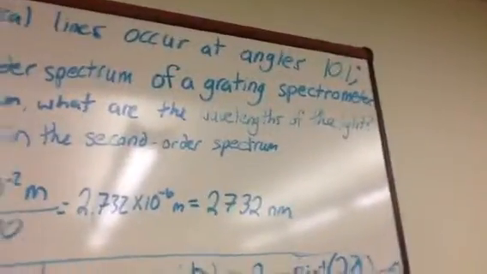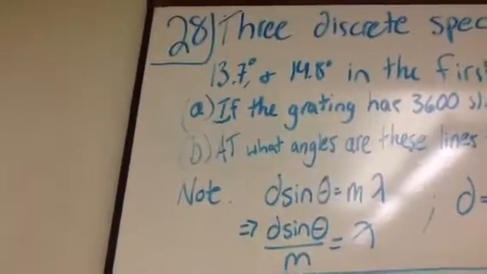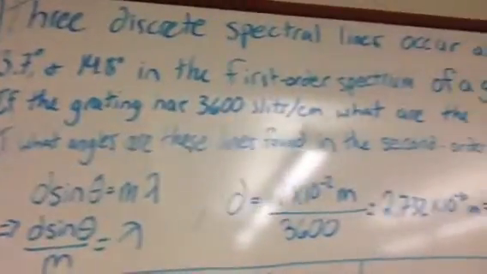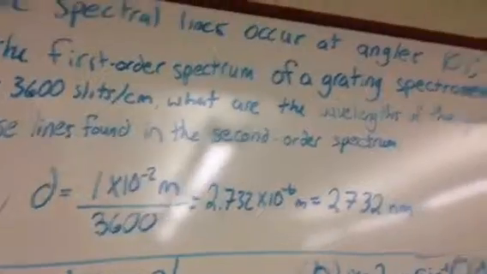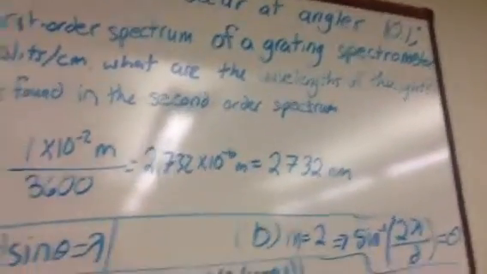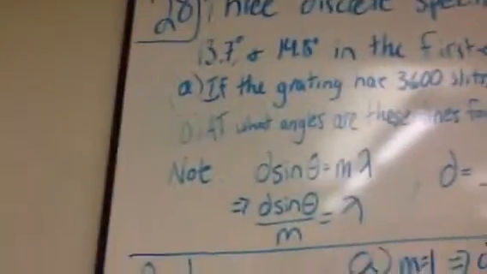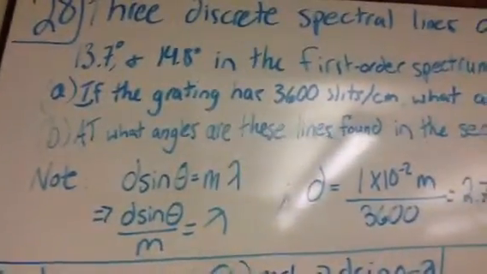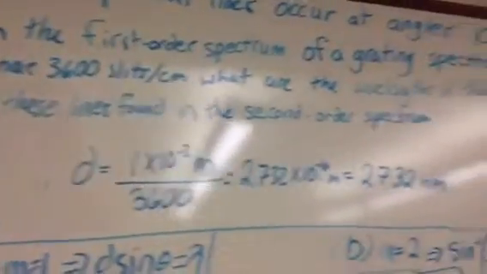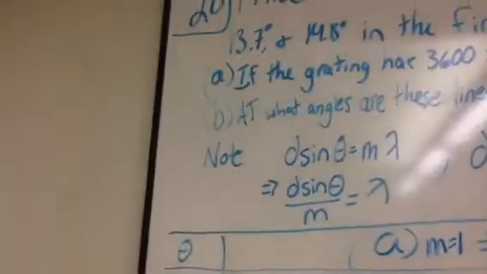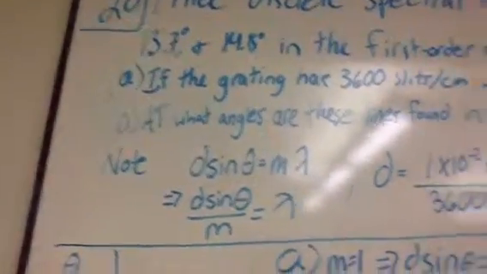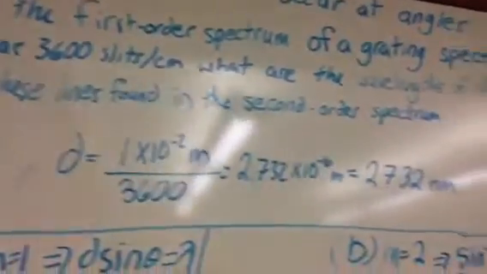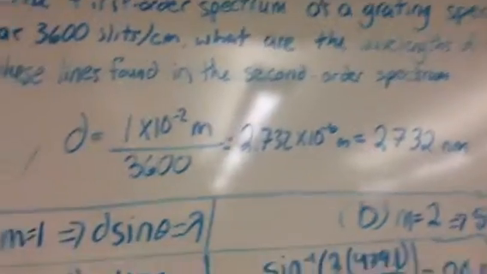3 discrete spectral lines occur at angles 10.1 degrees, 13.7 degrees, and 14.8 degrees in the first order spectrum, so therefore m is equal to 1, of a grating spectrometer, which is a diffraction grating. The first part is A: if the grating has 3,600 slits per centimeter, what are the wavelengths of the light for each different angle? And for B, at what angles are these lines found in the second order spectrum, where m will be equal to 2?